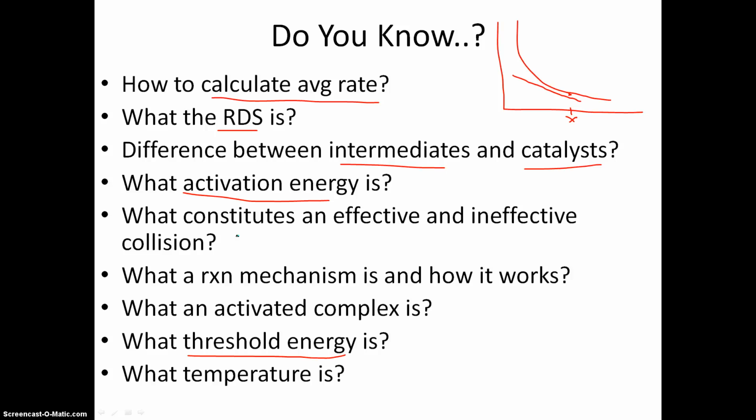Effective collisions require particles or molecules to come together, and they have to be successful. They have to reach a certain threshold of energy. They have to carry a certain amount of kinetic energy for it to be successful. What a reaction mechanism is and how it works. Again, this was pretty big stuff. You should be able to manipulate reaction mechanisms, find out what the rate determining step is, or if you're given 2 elementary equations, find out the third one to give you the overall.